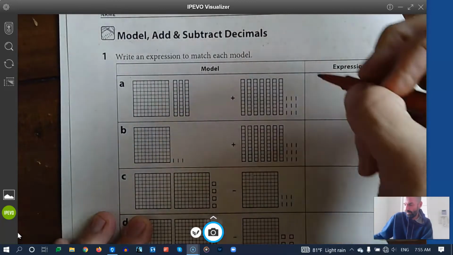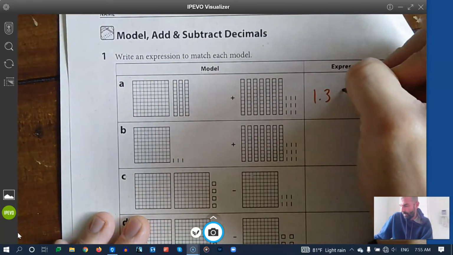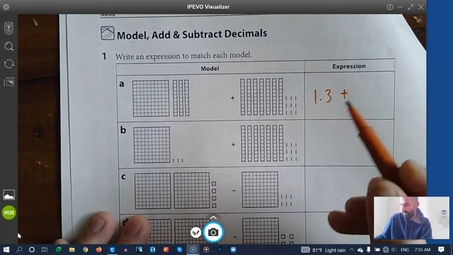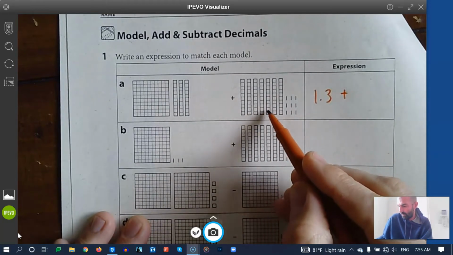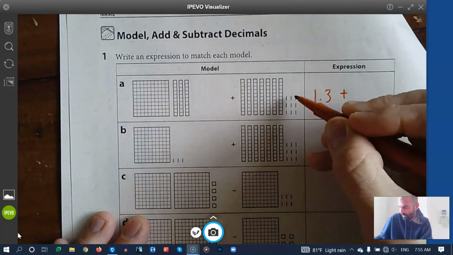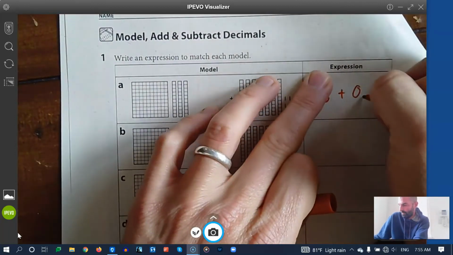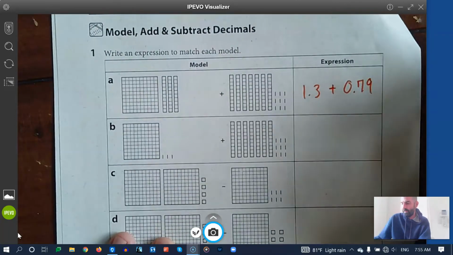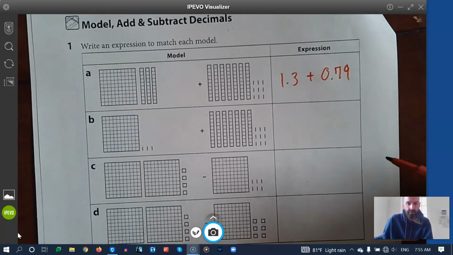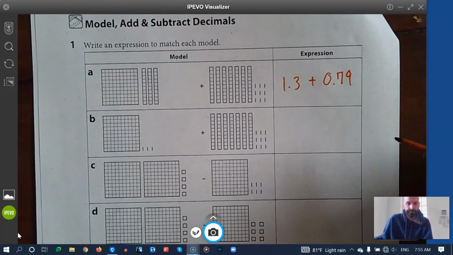So here's a whole. We have 3/10. And we are adding that to, oh, these are tenths and hundreds. So 1, 2, 3, 4, 5, 6, 7 tenths, and looks like 9 hundredths. So that would be 79 hundredths. All right, moving on to B. Give you a moment to pause.